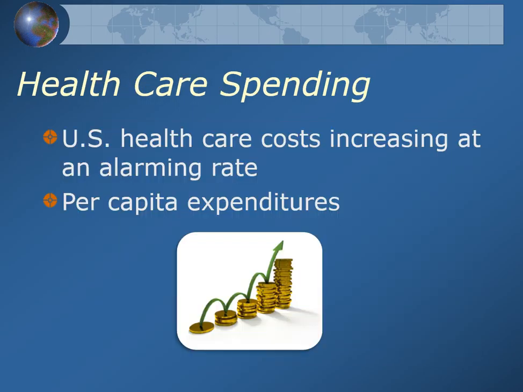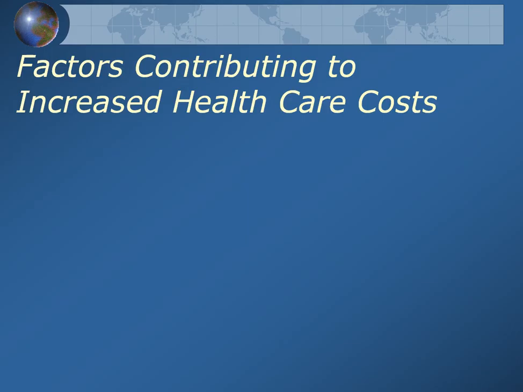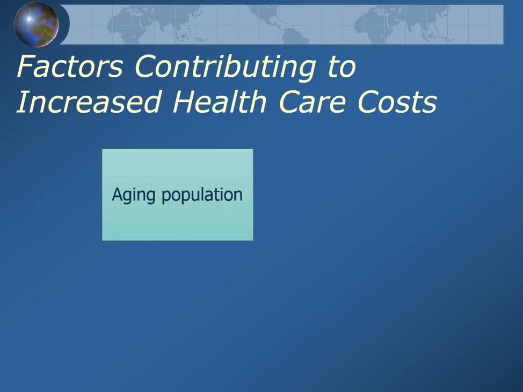The amount of money spent on U.S. healthcare services increases at an alarming rate for the last several years. The per capita expenditures goes up. Per capita is the average amount spent on healthcare per person per year. The factors that contribute to increased healthcare costs are that of the aging population. Older adults require more health care for chronic diseases, which costs more.